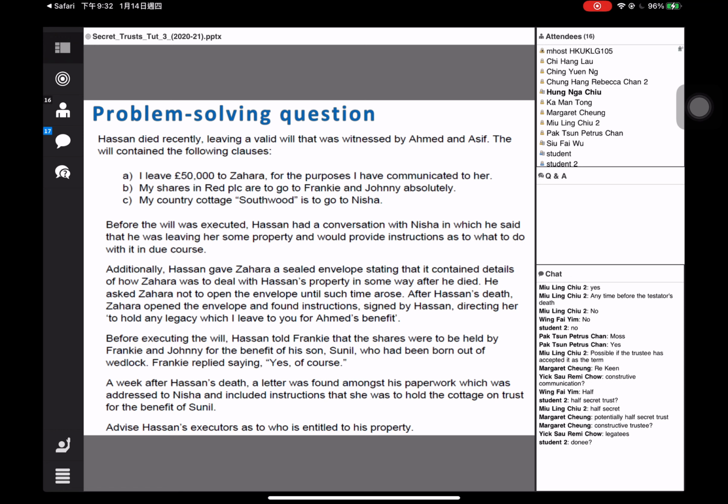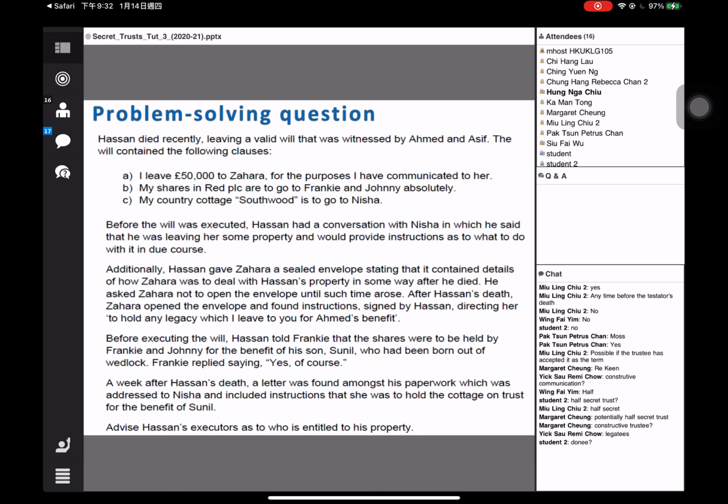So then we go on to discuss the requirements for a valid half-secret trust. Well, the requirements are the same for all secret trusts, fully and half-secret trusts. We need to show intention, communication, and acceptance. But because we're dealing with a half-secret trust, we would quote Blackwell v Blackwell as our authority. Intention, communication, acceptance. Let's start off with intention.